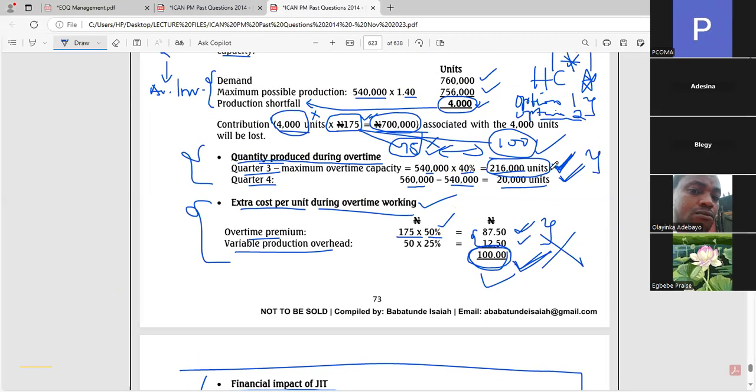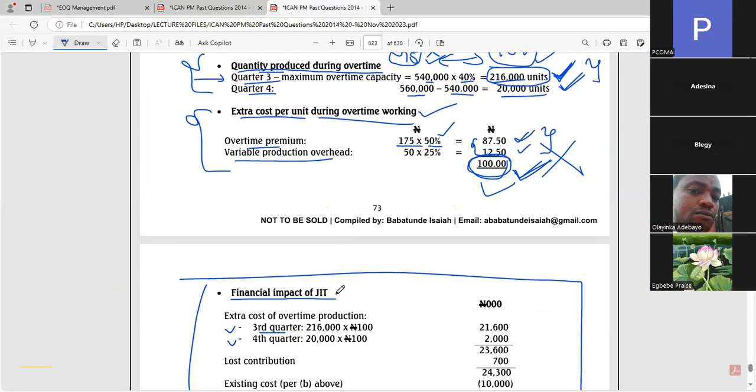So our 216 is the quantity that we are producing extra in the third quarter because we are working overtime. Multiply by the extra cost of working overtime, which is 100 naira. That gives us 21,600 in thousands.